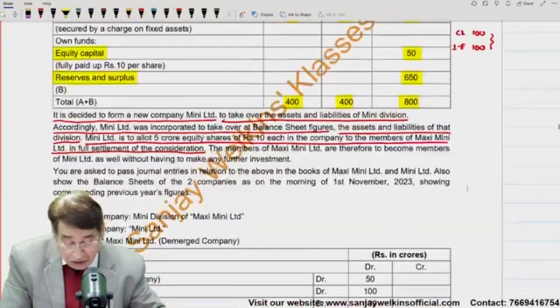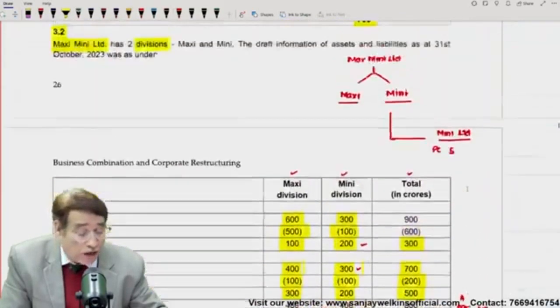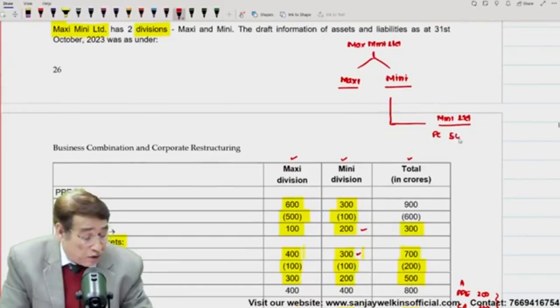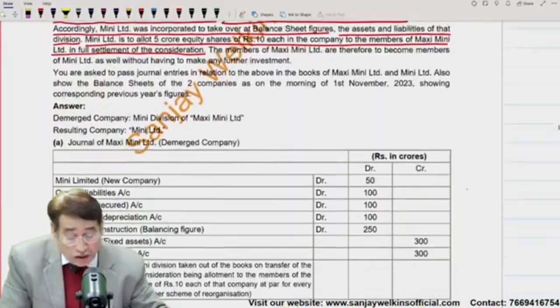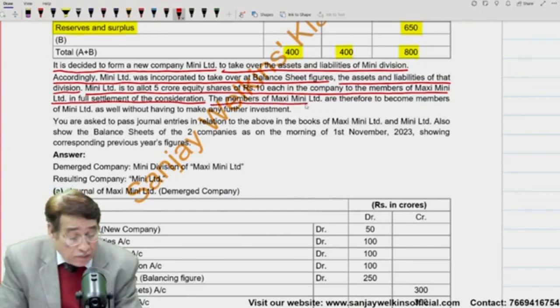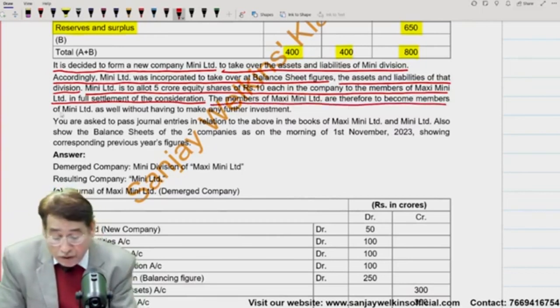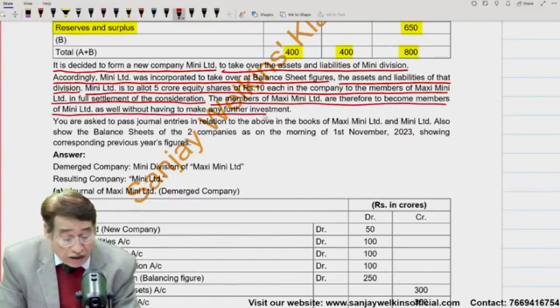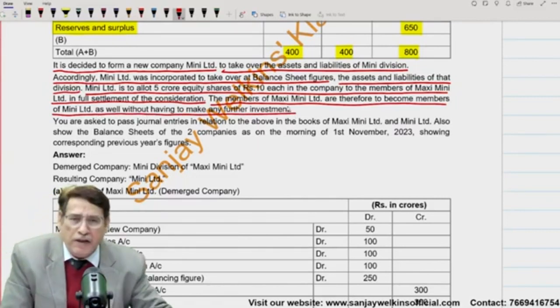Purchase consideration is 5 crore equity shares of 10 each. So purchase consideration will become 50 crores, and it is being given to the members. The members of Maxi Mini Limited are therefore to become the members of Mini Limited as well, without having to make any further investment. Quite obviously.